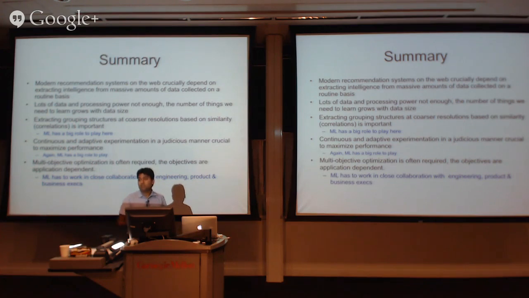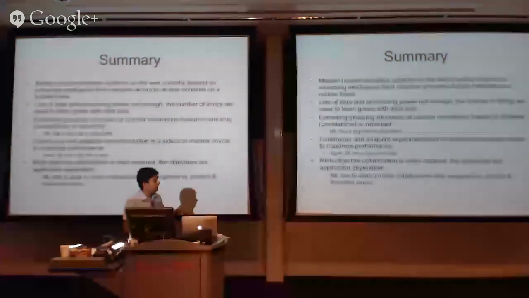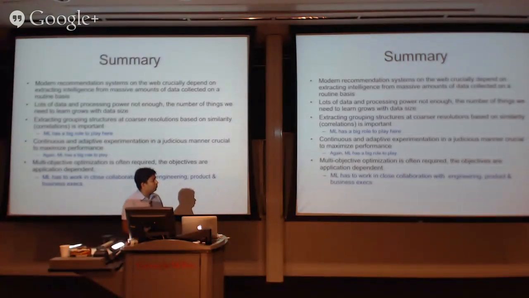We need to do good machine learning because the number of parameters increases with sample size for most of these applications. Okay? And extracting the right grouping structure, what group of individuals work with what group of features, that's extremely important. And again, ML has a very important role to play.